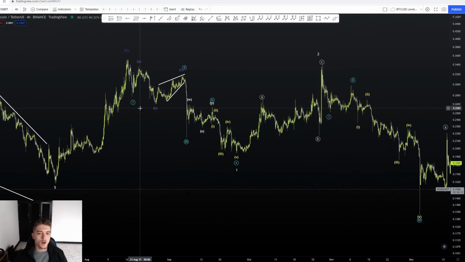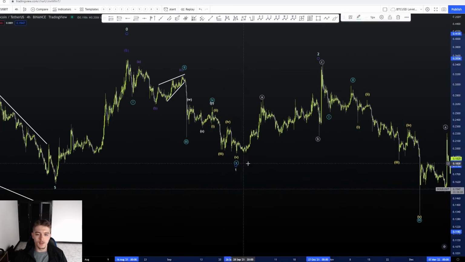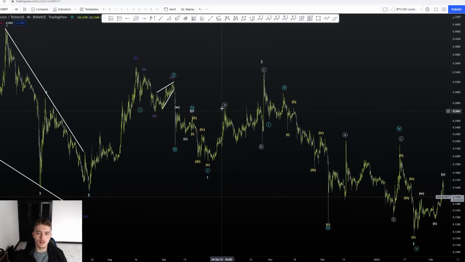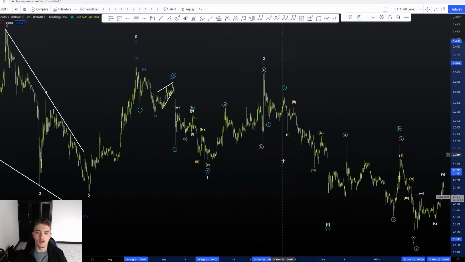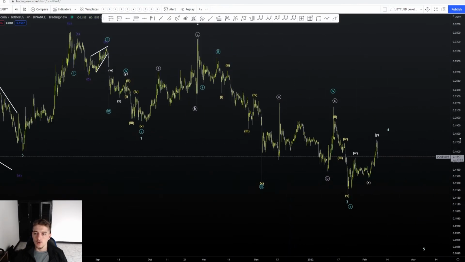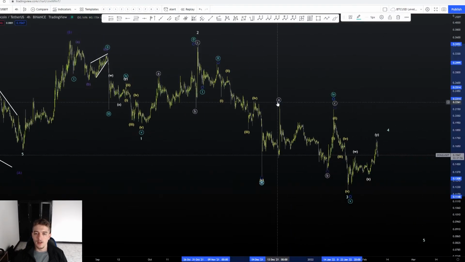This would be a 1, 2. This would be a running flat for the wave 2, 3, 4, WXY, 1, 2, 3, 4, 5 for this wave 5 to complete this minor wave 1. Then after the wave 2 for an A, B, C. Then after the wave 3, 1, 2, 3, extended wave 4, rather prolonged wave 4 for an A, B, C.